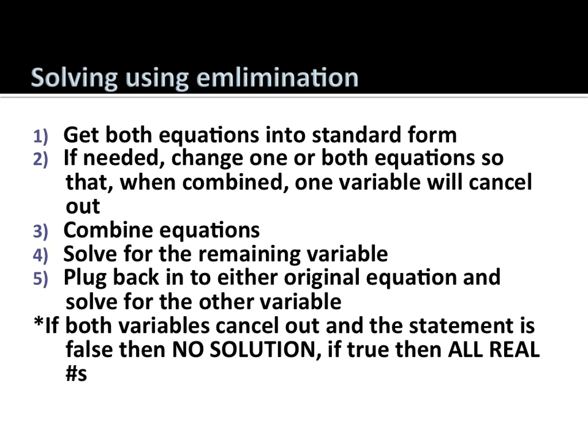Then I take that variable, plug it into either the original equations or what we changed, and solve for the other variable. And then just like substitution, there are two special cases. If both variables cancel out and the statement is false, then it's no solution. If both variables cancel out and the statement is true, it's all real numbers. So if I end up with something like 0 equals 0, that's true, so it would be all real numbers. If I end up with something like 0 equals 2, that's false, so it would be no solution.